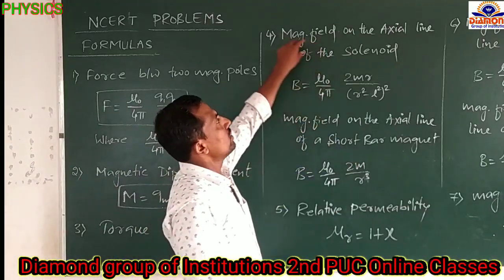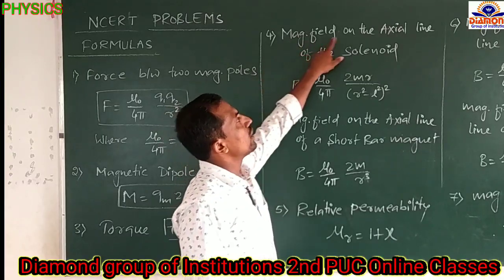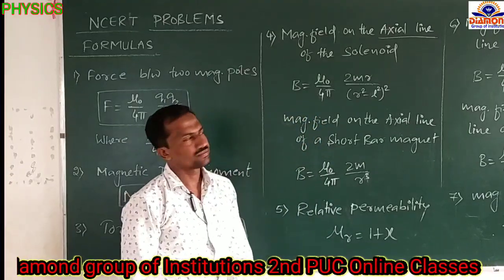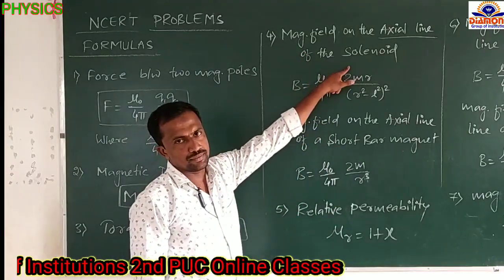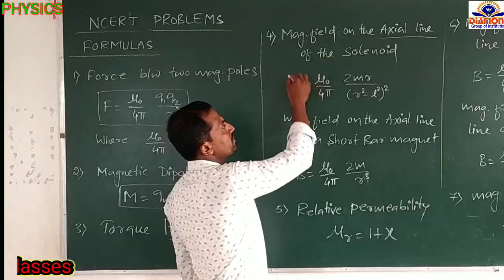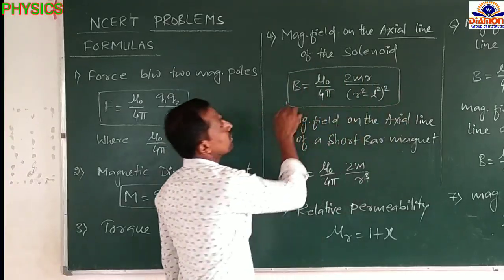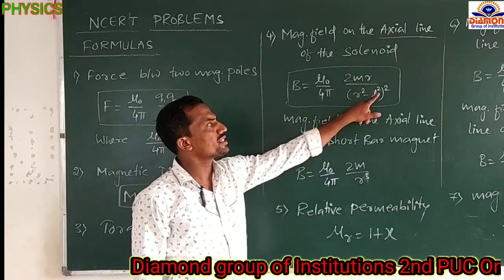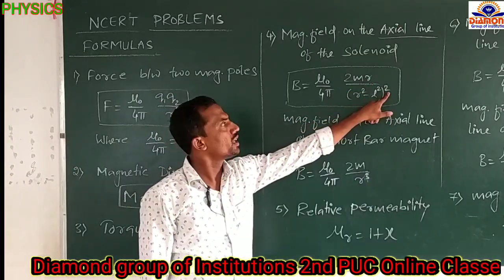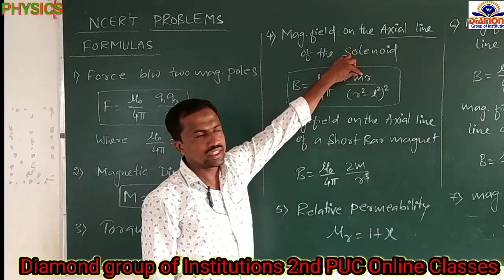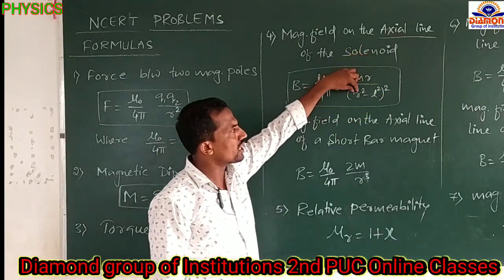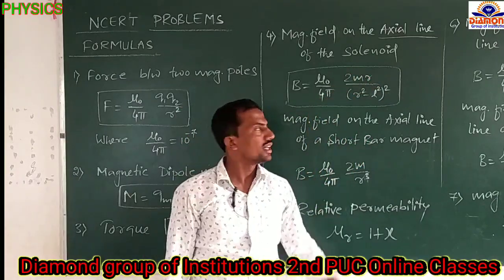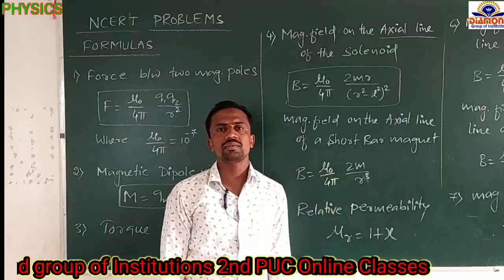The next one, magnetic field on the axial line of the solenoid. The formula, in this derivation we discussed already, is mu naught by 4 pi into 2 m r divided by r square minus l square, whole square. M is magnetic dipole moment, r is distance, l is length. The total length of the magnet is 2l. L means half length of the magnet.